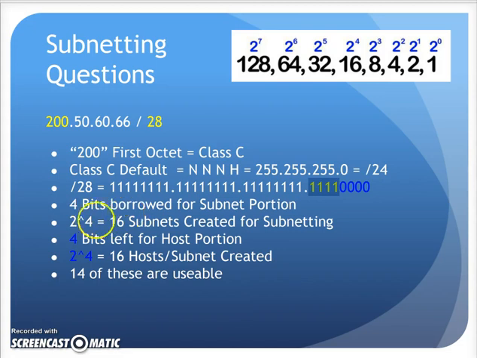So 4 bits borrowed is 2 to the 4, 16 subnets are created. There's the 4 bits borrowed, 16 subnets are created. And there's 4 bits left for hosts. So 2 to the 4 is going to give me 16 hosts per subnet, of which, minus 2, 14 are usable. And that's the piece they asked you if you go back there.